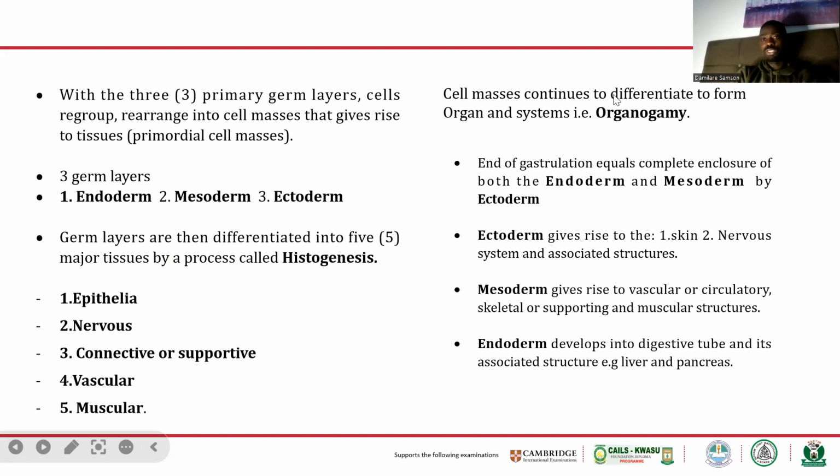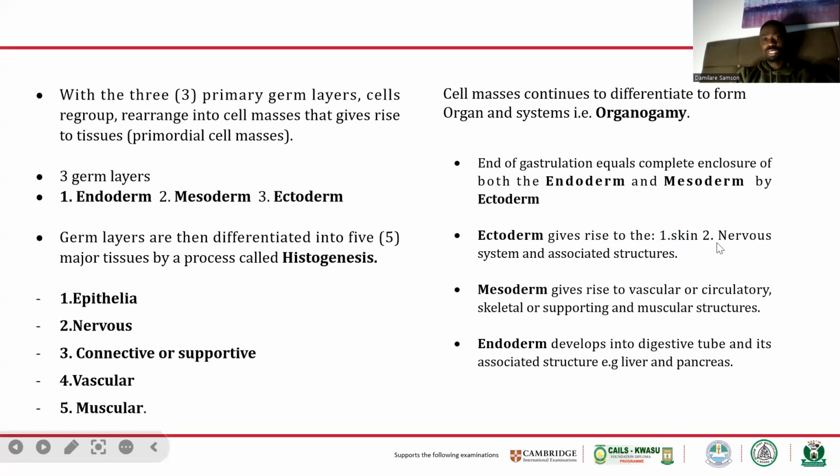Now, the cell masses continue to differentiate to form organs and systems, which is called organogenesis. I told you that also. We will not be going into the study of organs because we'll still talk about all the organs too. So at the end of gastrulation, there is complete enclosure of both the endoderm and mesoderm by the ectoderm. From the previous diagram, you would have seen that. I think I've given you the expansion from the beginning, but I'll still read it out so you can get that.